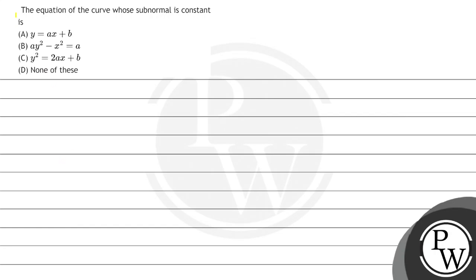Hello bachon, let us read the question first. The equation of the curve whose subnormal is constant is, and options are given as this.